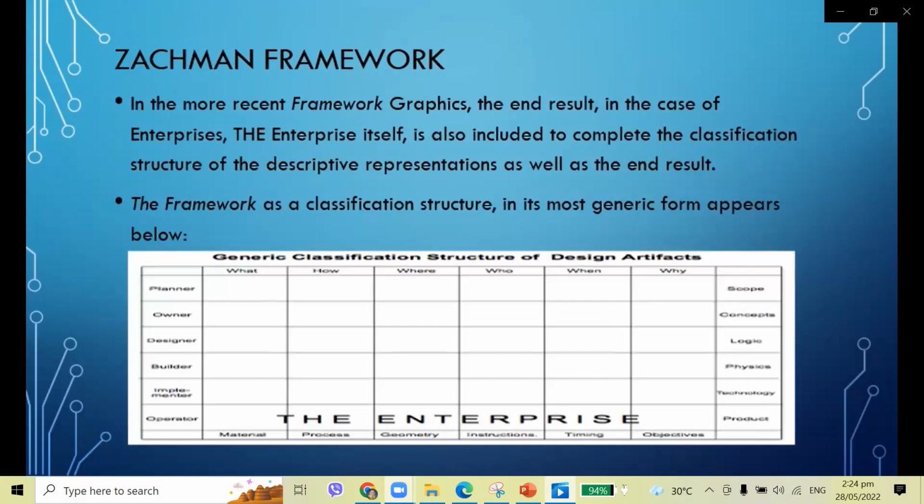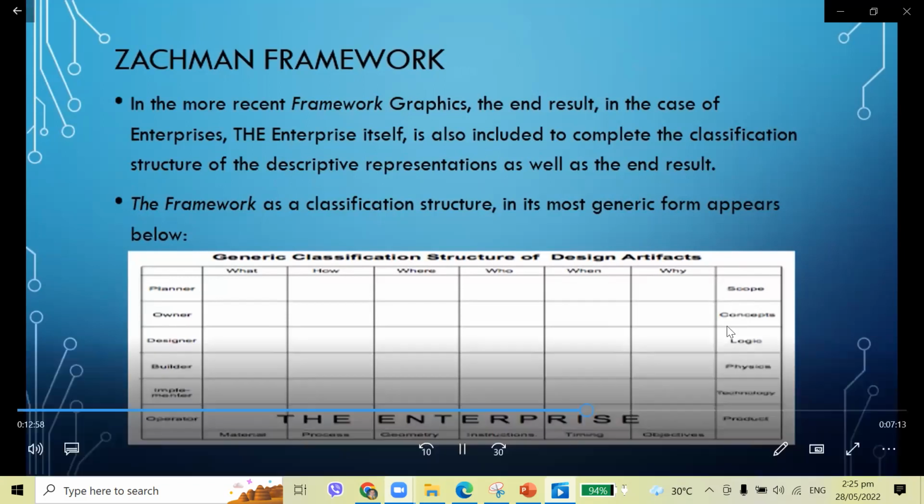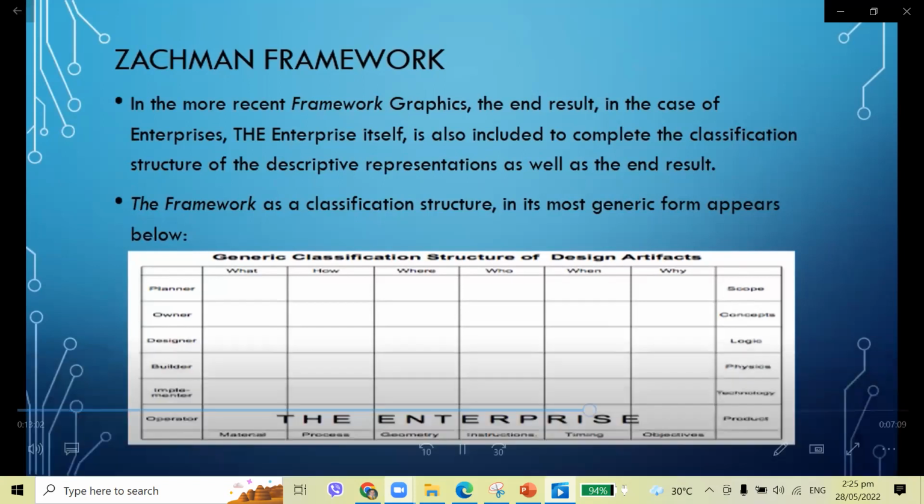So in the more recent framework graphics, in the case of enterprises, the enterprise itself is also included as the end result, to complete the classification structure of the descriptive representation. The framework as a classification structure in its most generic form appears below.